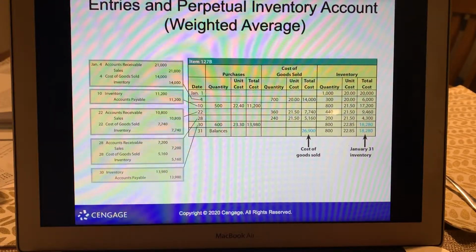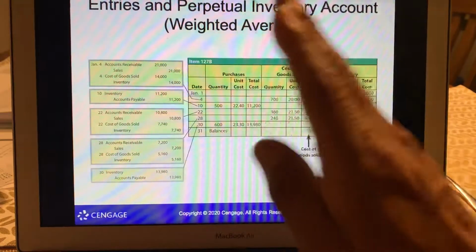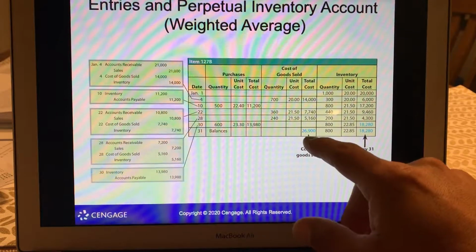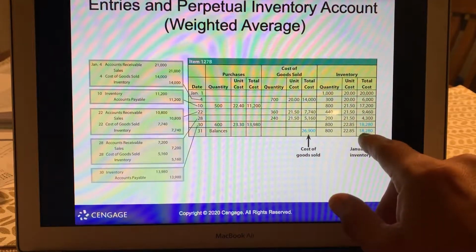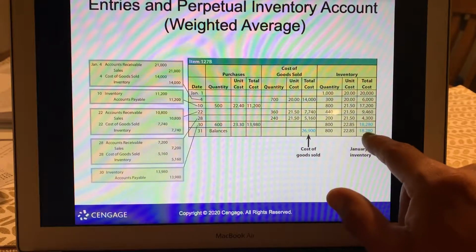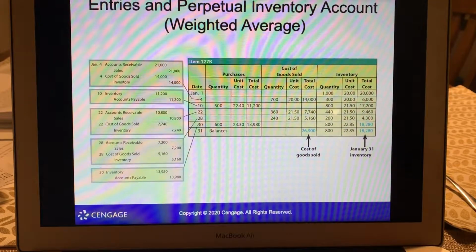Okay. So these are the same purchases. So what it did was it lined it up so you could compare them. The cost of goods ending is $26,900 and $18,280. Typically, the weighted average will be between your LIFO and FIFO. So if we went back and looked at this, I think one was $17,980 and one was $18,840 or something like that. So then $18,280 is about the middle because we averaged all of them.